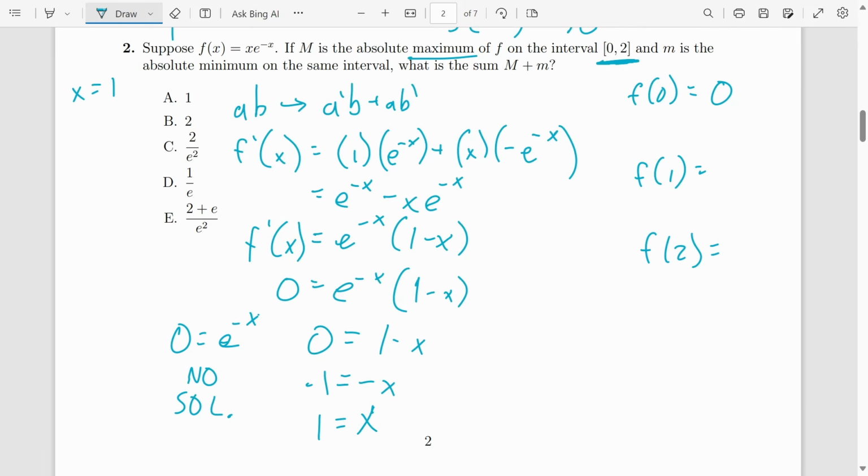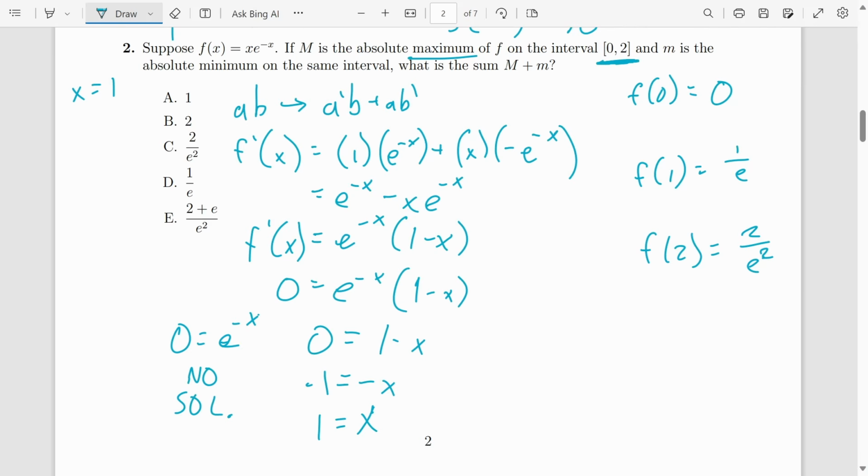f of 1 is going to be 1 times e to the negative 1, which is the same as 1 over e. And f of 2 is 2 times e to the negative 2, which is the same as 2 over e squared. So we have all of our evaluations now.